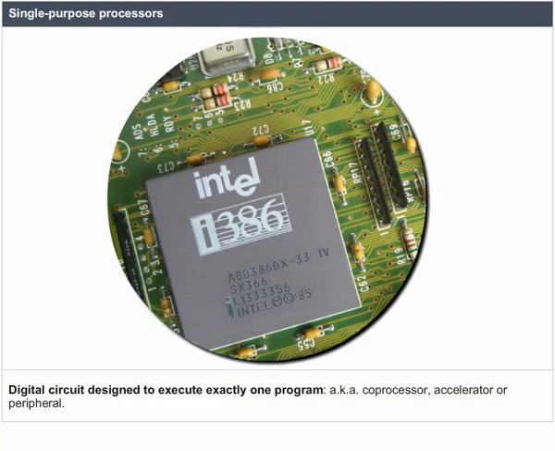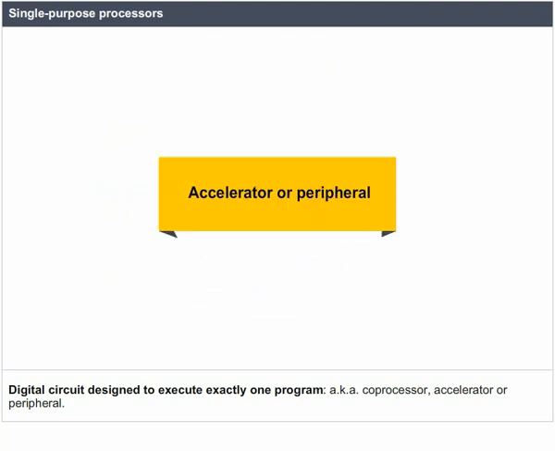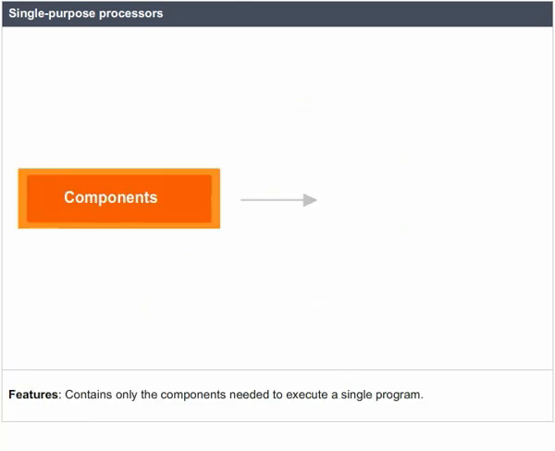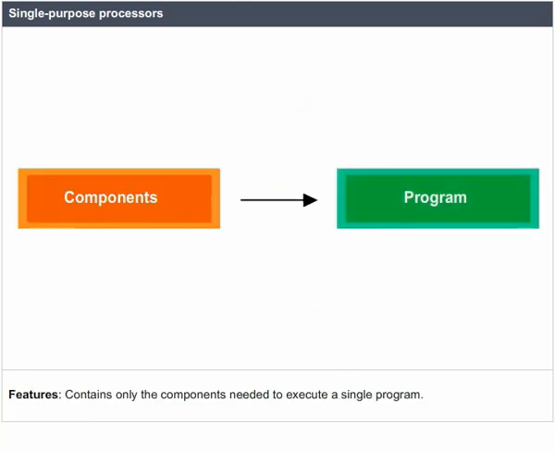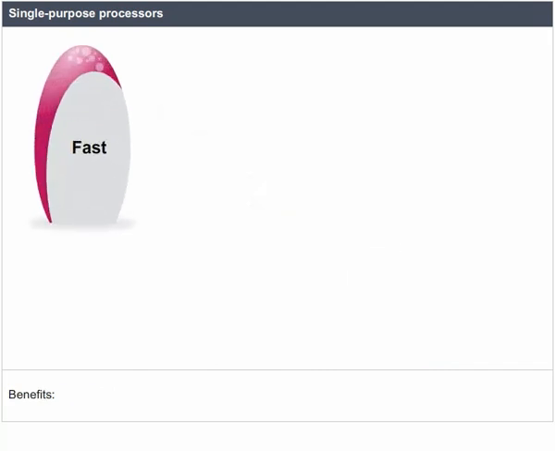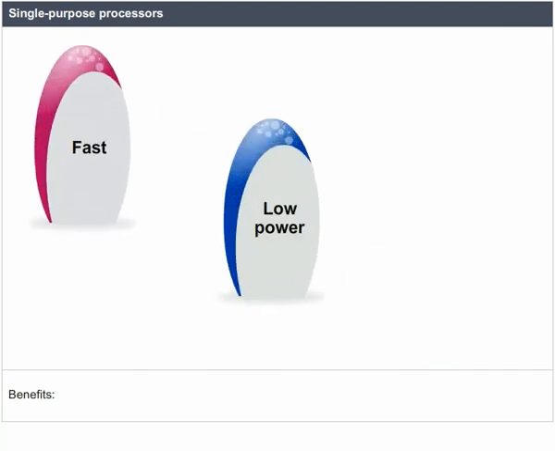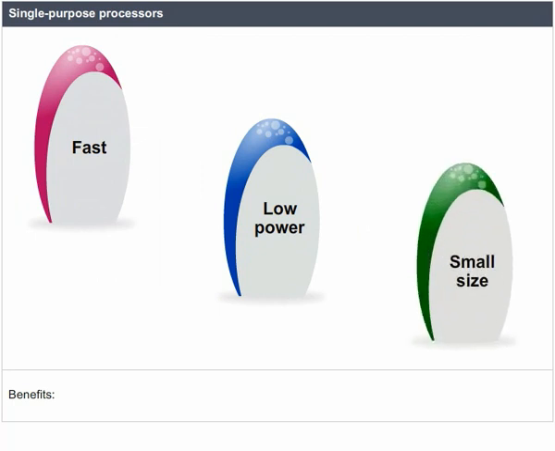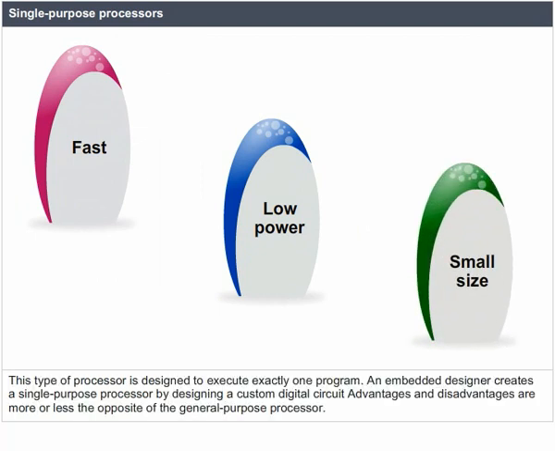Single-purpose processors. A digital circuit designed to execute exactly one program, also known as a coprocessor, accelerator, or peripheral. Features: contains only the components needed to execute a single program, with no program memory. Benefits: fast, low power, small size. This type of processor is designed to execute exactly one program. An embedded designer creates a single-purpose processor by designing a custom digital circuit.